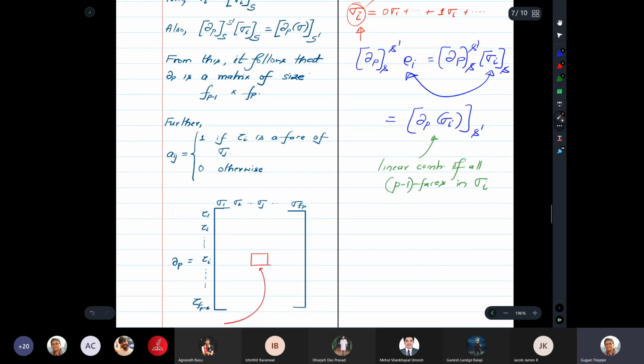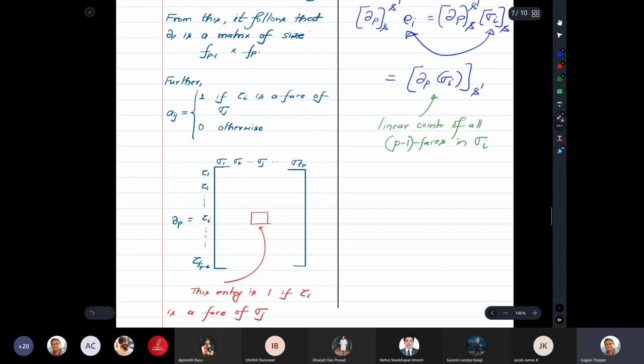So from this, it should not be difficult to see the matrix representation of del P, right? I will write it this way. I'm going to write henceforth the matrix as del P only, to avoid unnecessarily writing this square bracket S S prime. So when I write del P and write a matrix near it, you should be able to interpret that I'm actually going to mean this, right?